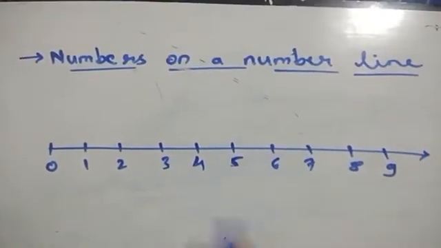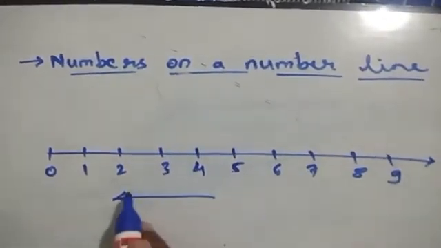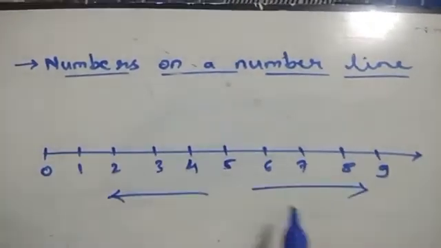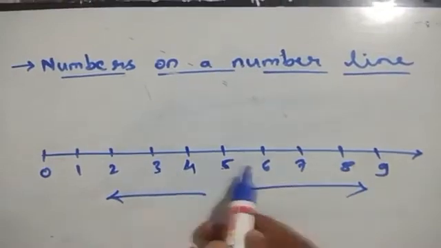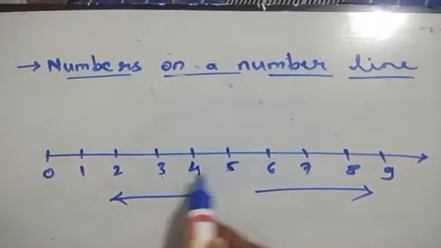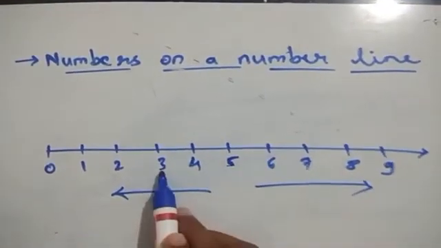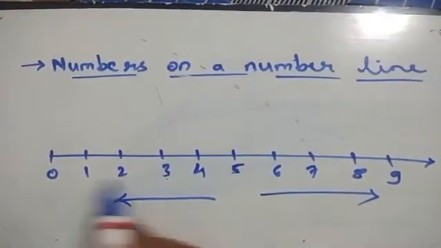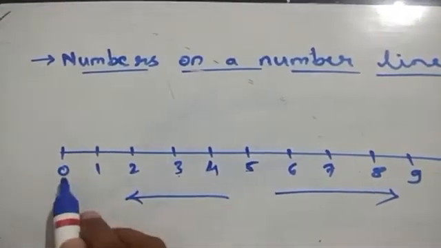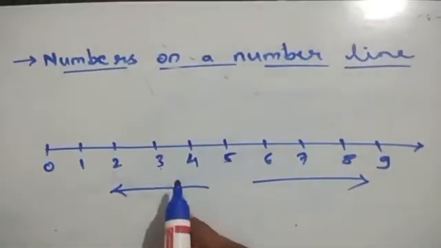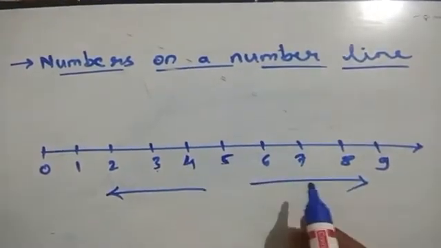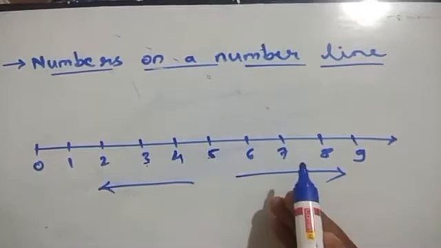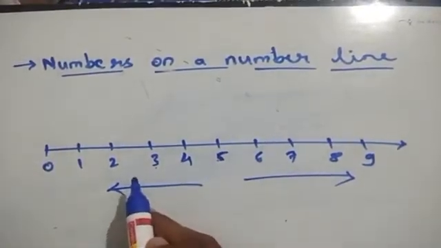Students, one more thing you remember, that numbers which are lying towards the left hand side are smaller than the numbers lying towards the right hand side. For example, see here, numbers which are lying towards the right hand side of this 3 are all greater than 3. 4, 5, 6, 7, all numbers are greater than 3. But numbers which are lying towards the left hand side, see here 2, 1, 0, are smaller. Hence, we should remember that on the number line, numbers lying towards the right hand side are greater and numbers lying towards the left hand side are smaller.